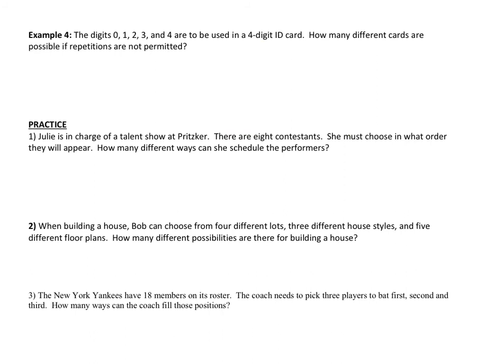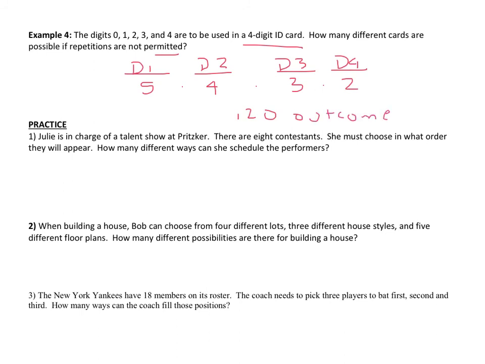Your categories for this one: you're looking for a 4-digit ID card, and repetitions are not permitted, so your categories could be digit 1, digit 2, digit 3, and digit 4. There are 5 different choices for digit 1. Since repetitions are not permitted, after you use one digit, you can't use it again. So digit 2 only has 4 options, digit 3 only has 3, and digit 4 only has 2. So 5 times 4 times 3 times 2 gives us 120 outcomes.